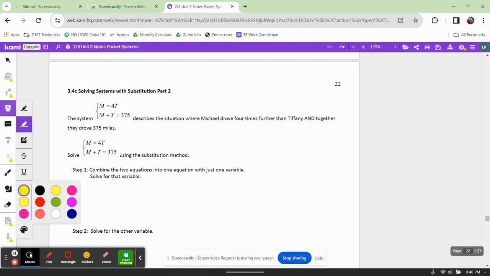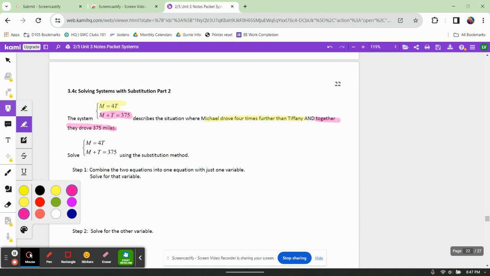This part where it says Michael drove 4 times further than Tiffany is represented by the first equation, m equals 4t. The second equation, together they drove 375 miles, means if you take Michael and Tiffany's distance and add them together, it equals 375. So we're going to be using the substitution method to answer this.